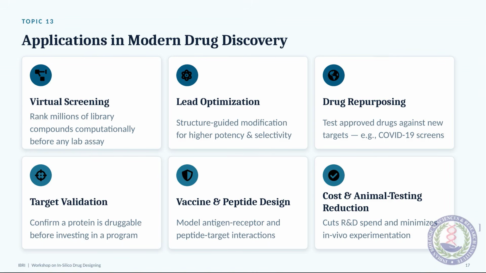Virtual screening ranks millions of library compounds computationally before any lab assay. Lead optimization uses structure-guided modification for higher potency and selectivity. Drug repurposing tests approved drugs against new targets, as we saw during COVID-19 screening efforts. Target validation confirms a protein is druggable before investing in a full program. Vaccine and peptide design models antigen-receptor and peptide-target interactions. And overall, these approaches cut R&D spend and minimize costly in vivo experimentation.